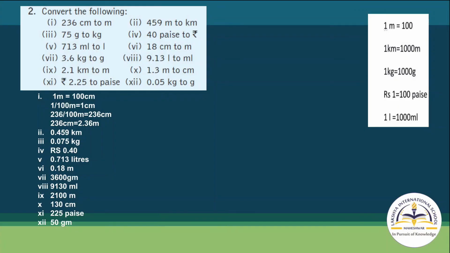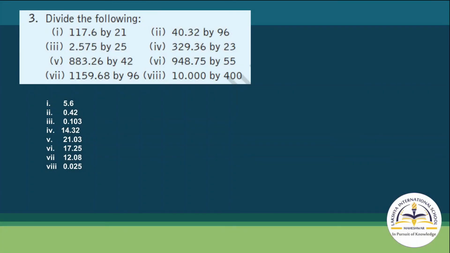Question number 2, convert the following. Okay, now you have to convert this quantity with the help of this table. So with the help of this table you just have to convert this. Now question number 3, divide the following. Okay, now here one value is a decimal and one value is an actual value, so you have to divide this and you have to put the decimal point.